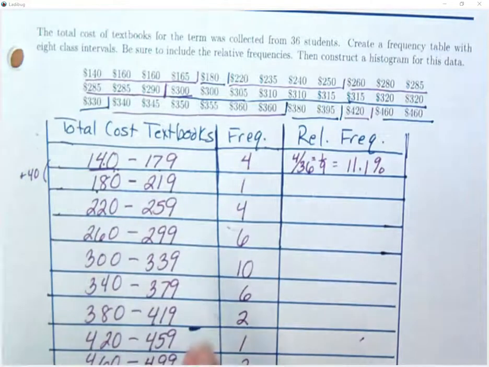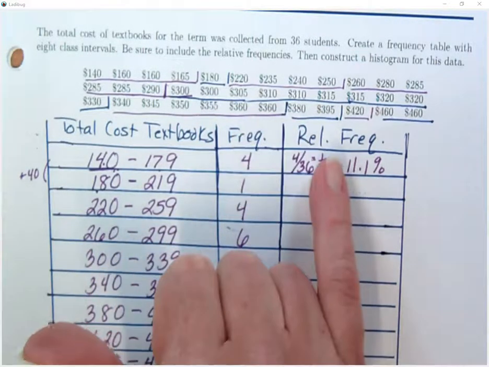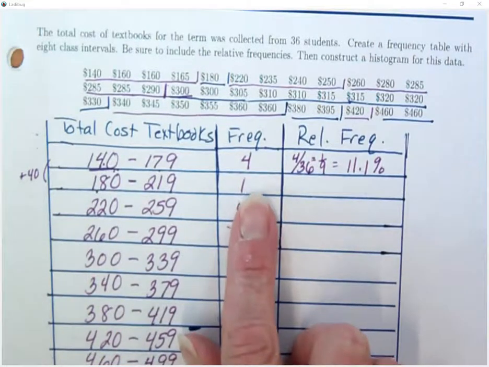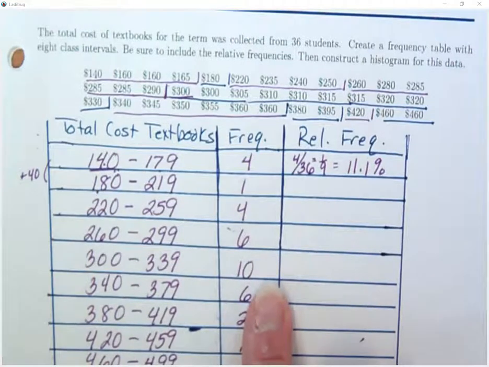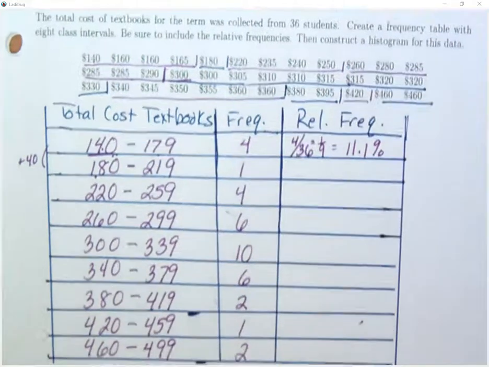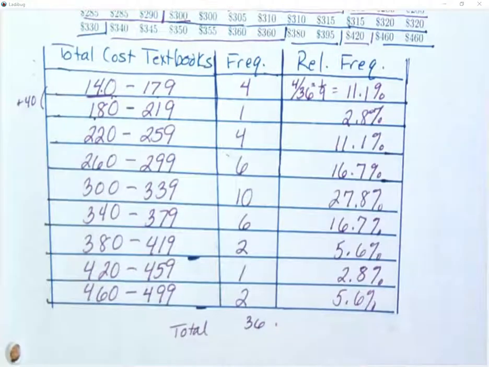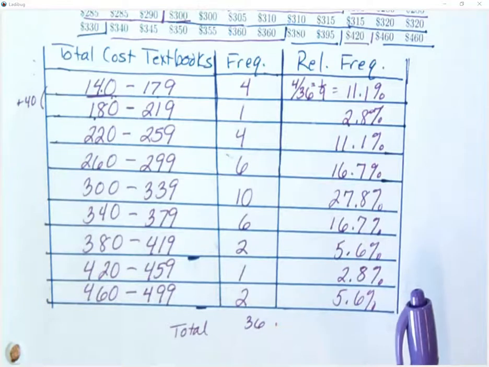So you can see here where I just chunked up the data matching up to the class widths, and I got 4, 1, 4, 6, 10, 6, 2, 1, and 2. So just make sure you're right with those and then do the relative frequencies. Okay, so here are all the percentages that you can make sure you're matching up with.